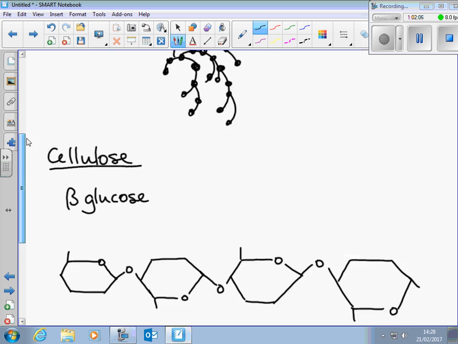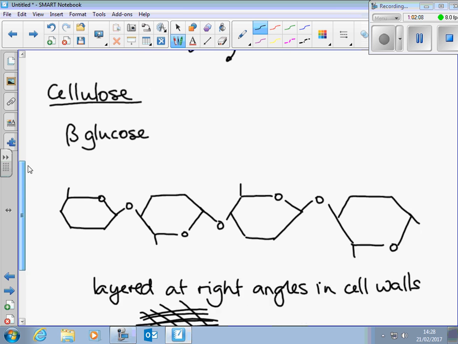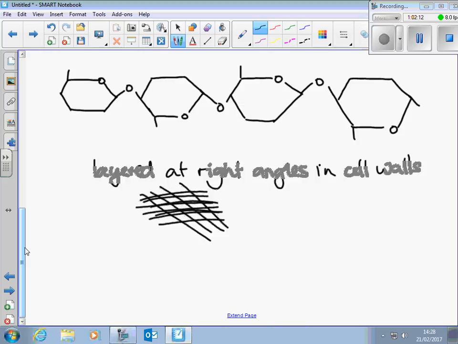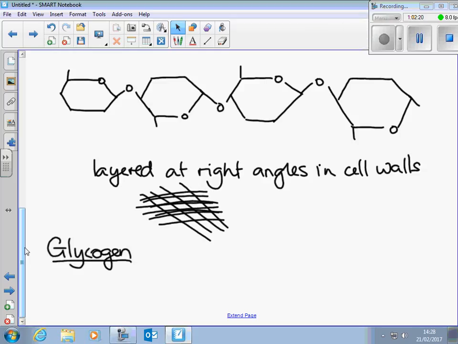So we've had starch for storage, we've had cellulose for structural uses, and then of course we've got glycogen. Actually, I realise I don't need to draw that one because there is a diagram of it on the diagram sheet that you've got directly opposite it. Glycogen is like amylopectin. I think it's actually got more branches.